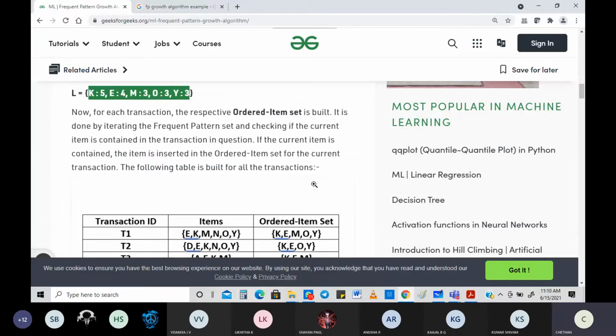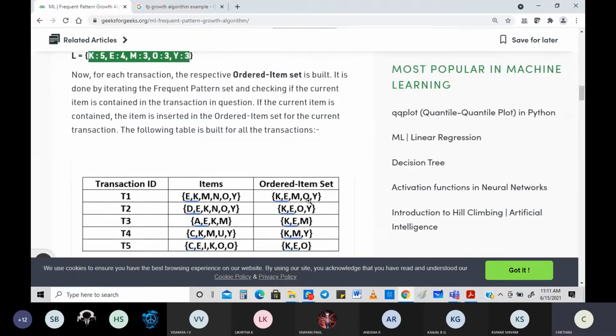Then you go to T2. T2 has D, E, K, N, O, Y. In that, what are the ones that are needed? Is there K? Yes, so I'll write K first. Then I'll check for E. Is there E? Yes, I'll write E. Next, M. Is there M here? No, there's no M here, so no M will be coming. Then check for O. Is there O here? Yes, so O will be written here. Y? Yes. So this will become K, E, O, Y. Like this, you are going to write for each and every transaction.